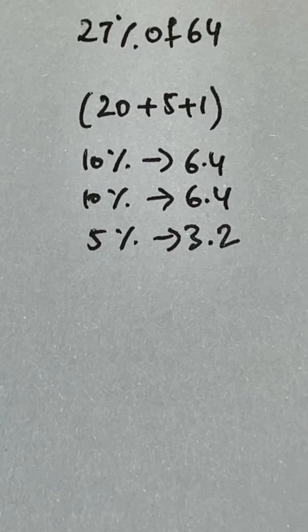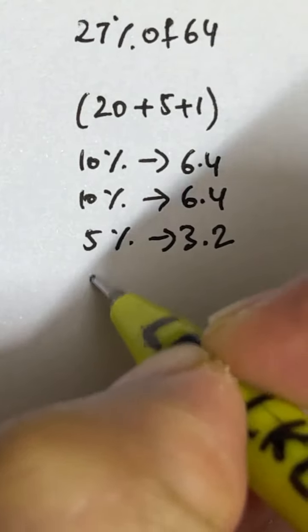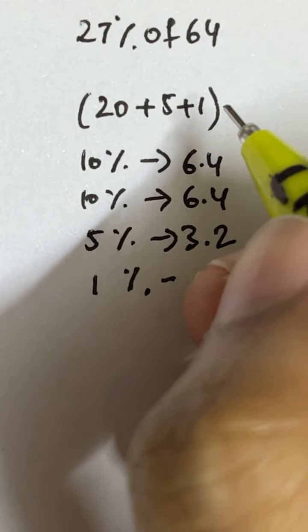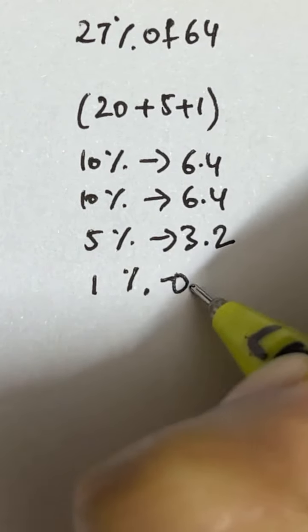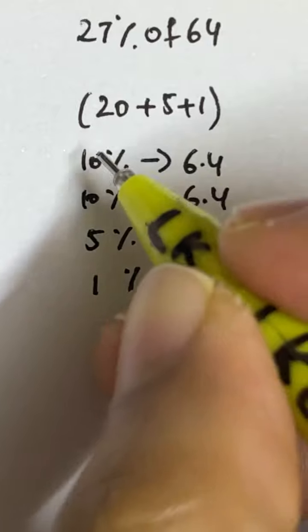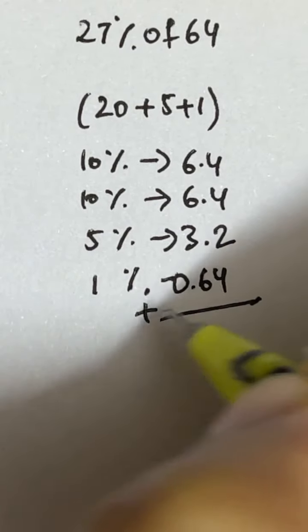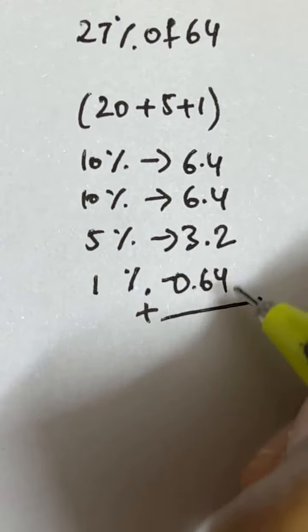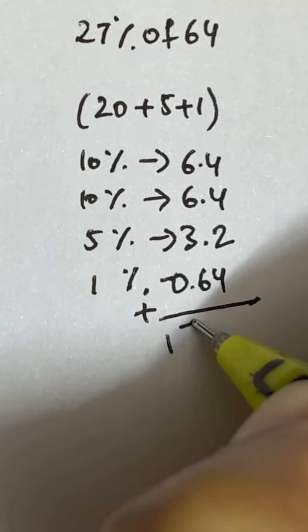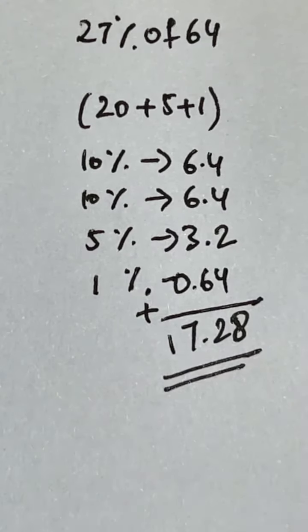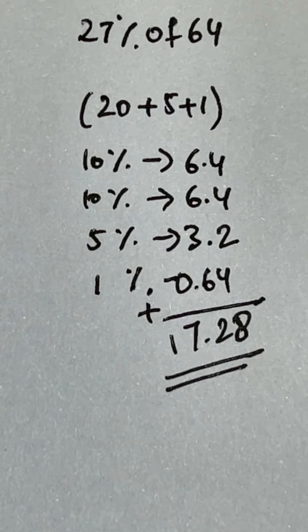Okay. So now what is 1%? You just move the decimal 2 slots towards left. So it's 0.64. Oh, we got 20 plus 5 plus 1. Just add them all together and you're going to get 17.28, and that's your answer. 27% of 64 is 17.28.